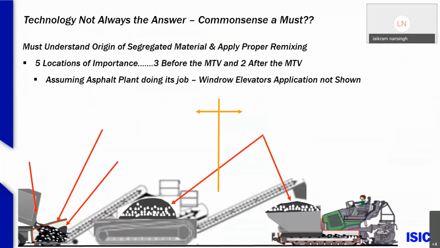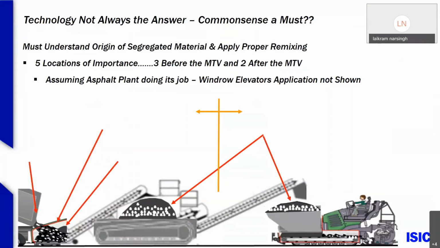So let's look at the handling process. Ignoring the plant for now, just look from the time the truck is loaded to the time the material is delivered to the screed, which is our last point of handling. Remember, segregation will only happen when you handle the material. So there are 5 locations of handling, excluding the plant for now. We load the truck at the plant. The truck drives to the job site.